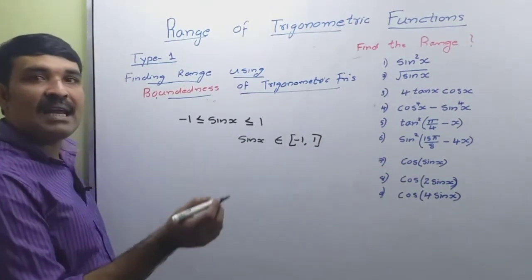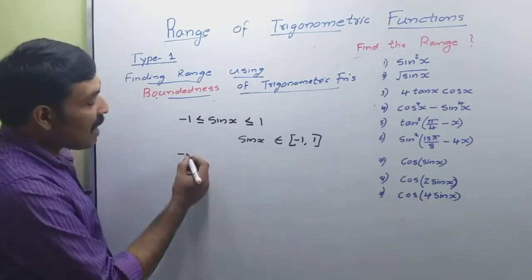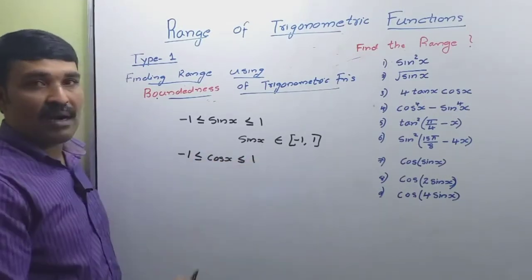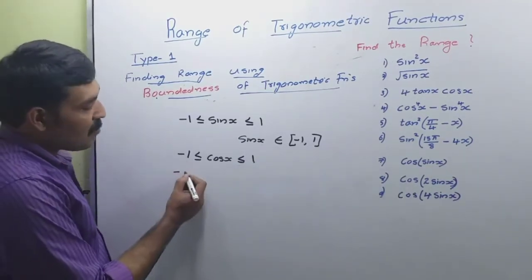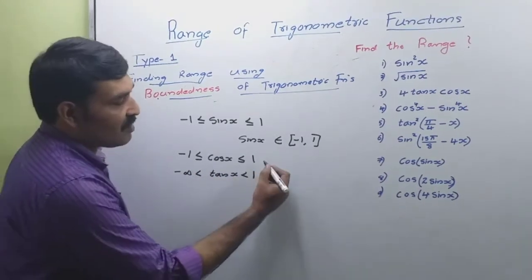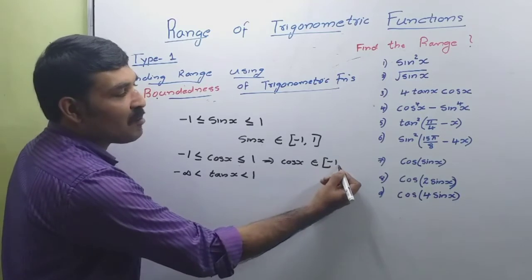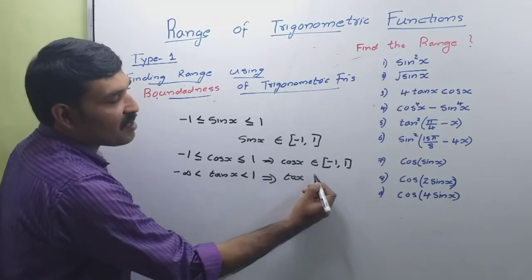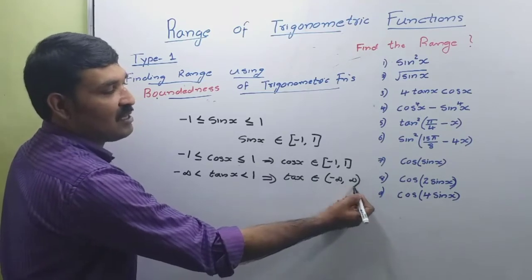And similarly, the cosine function is also bounded in this interval. That is, minus 1 is less than or equal to cos x, less than or equal to 1. In the case of the tangent function, that is an unbounded function. That means minus infinity is less than tan x, less than plus infinity. This implies cos x belongs to the closed interval minus 1, 1. And this implies tan x belongs to the open interval minus infinity to plus infinity.